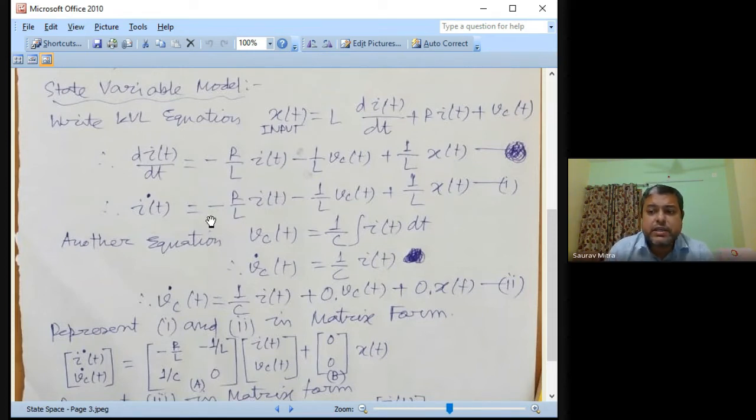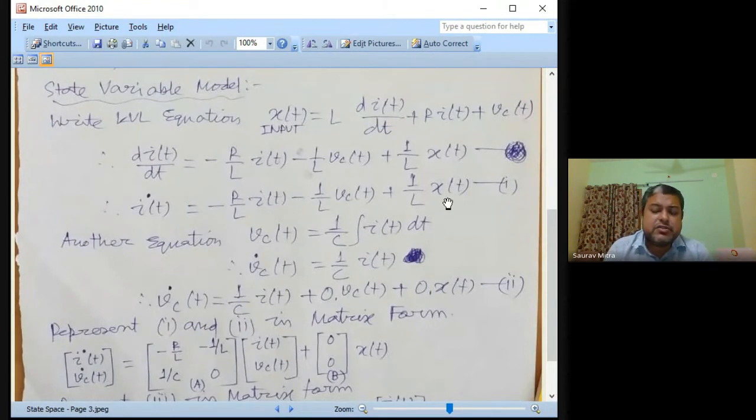In the initial discussion we have seen that we can find states only if we know what the input is at every time instant. So x(t) will be given to us. What is the type of x(t), what is its amplitude at every instant, we know. So i dot t is equal to minus R by L i(t) minus 1 by L v_C(t) plus 1 by L of x(t). i(t) is the first state variable, v_C(t) is the second state variable. That means the first state variable differential equation, that is di/dt or i dot t, is a function of the first state variable, the second state variable, and the input.